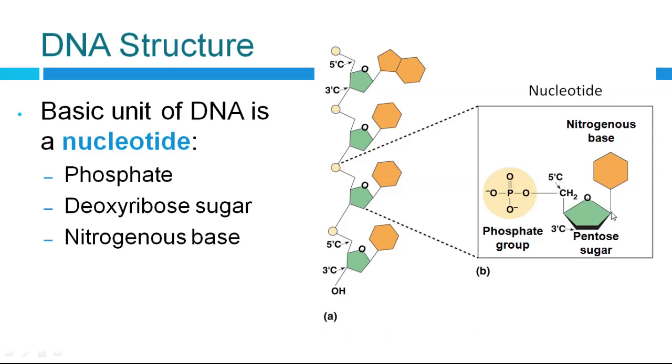Okay, and each point is a carbon. So this is a pentose sugar, meaning pent means 5. So there's a carbon here that's number 1, number 2. This is the 3' carbon. The 4th one is here, and this is the 5th one sitting up here. And those numbers are going to become important.